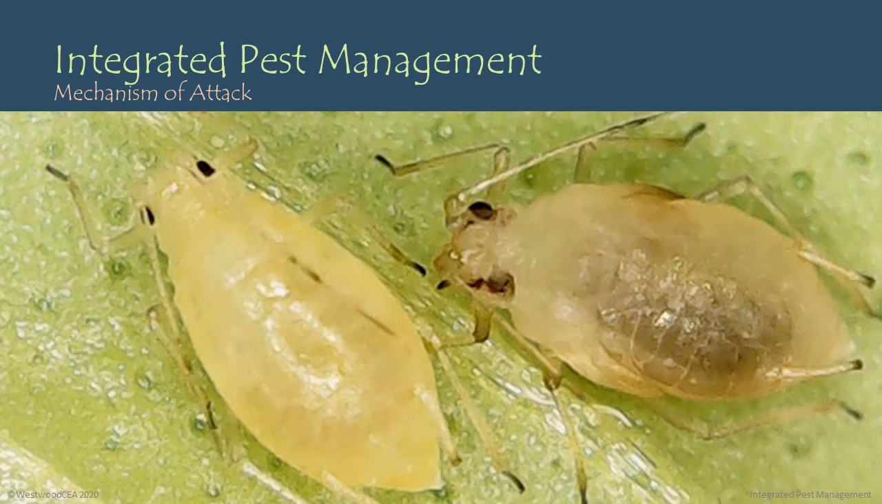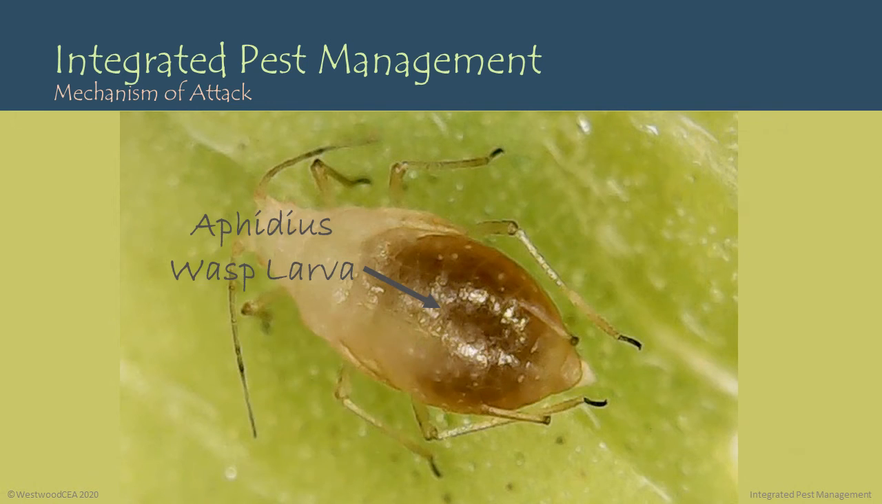So as mentioned before, the mechanism of attack typically involves the wasp puncturing the body of the aphid and depositing an egg. Here on the left-hand side, we see a healthy aphid. On the right-hand side, we see a parasitized aphid, and we can start to see the larva developing inside of the aphid. As this progresses, the larva will continue to develop, and the aphid will die.